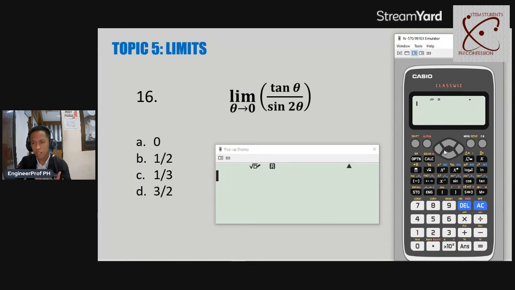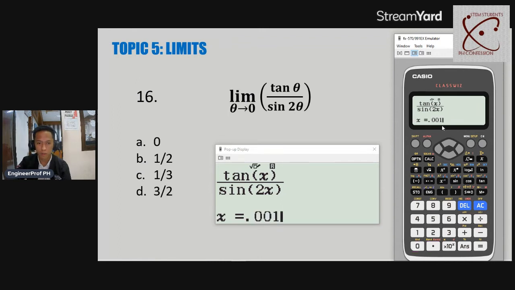Pag math error, gagawin natin, huwag tayong maglagay ng value that is exact 0. Instead, we will use a value that is approaching 0. Let's say CALC, let's say 0.001. Okay, almost 0 siya pero hindi siya talaga 0. Okay, so that's 0.5, so 1 half.